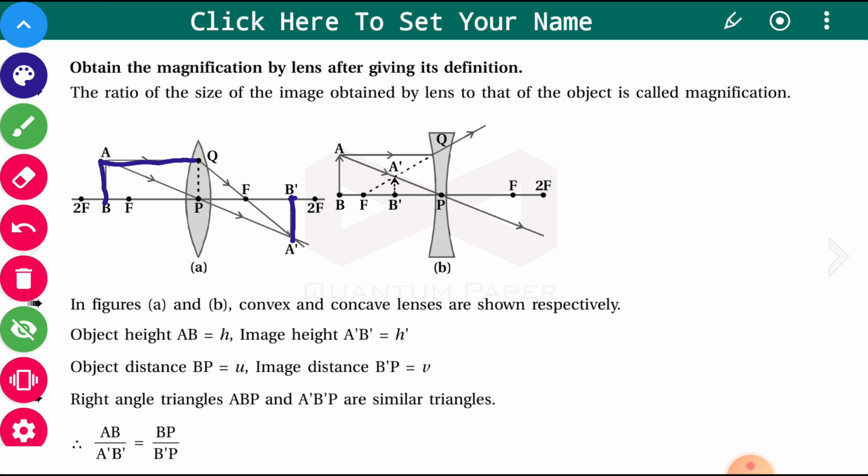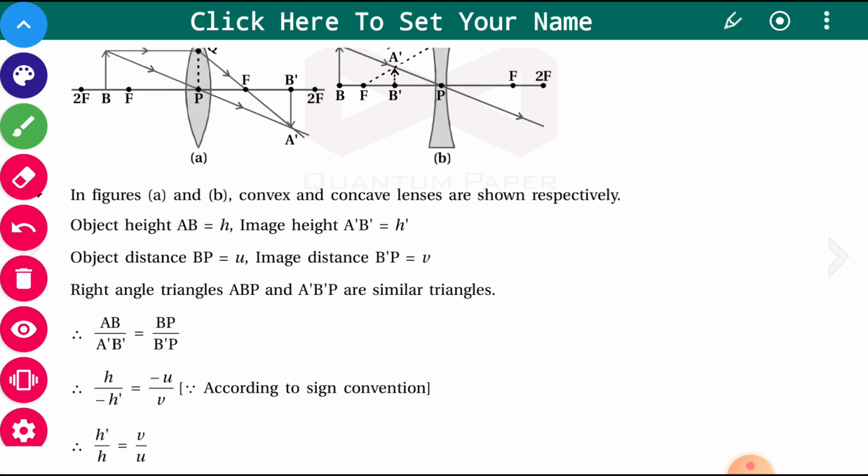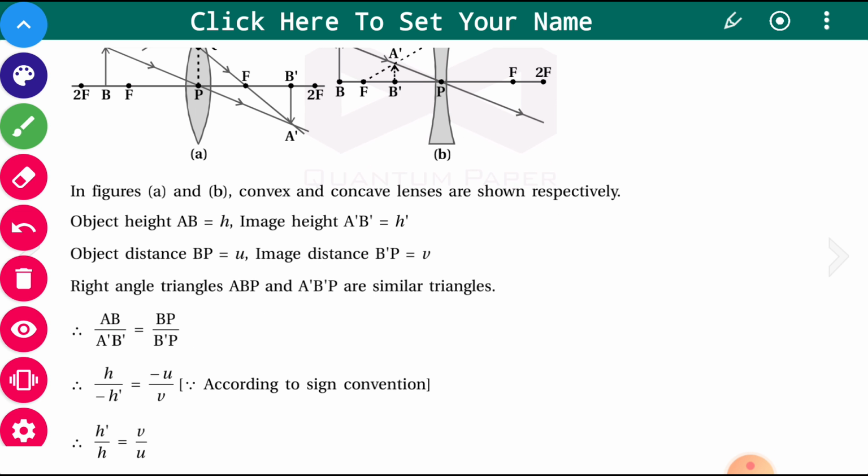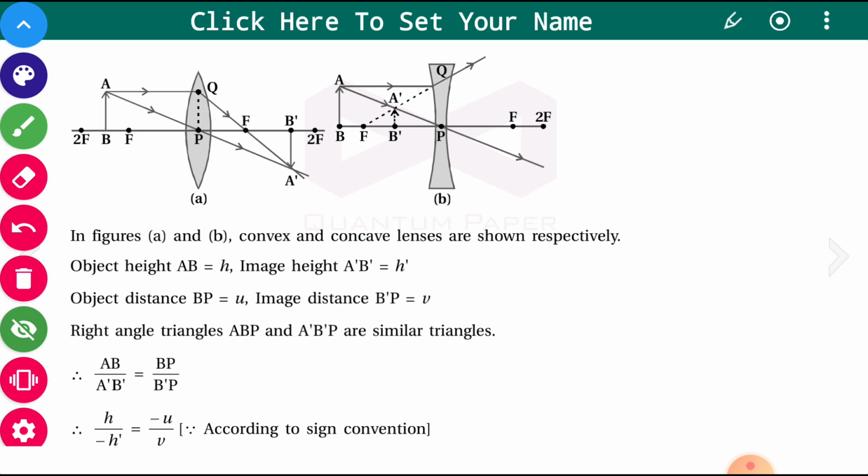Okay, on the other side, or rather we can say the image is on the right-hand side for this convex lens. And for concave, the image is on the same side as the object. Now, for the first figure, first of all, magnification is defined as height of image upon height of object. If you consider the image height A prime B prime as H prime, and the object height as H, then the ratio of H prime to H will give you the magnification.